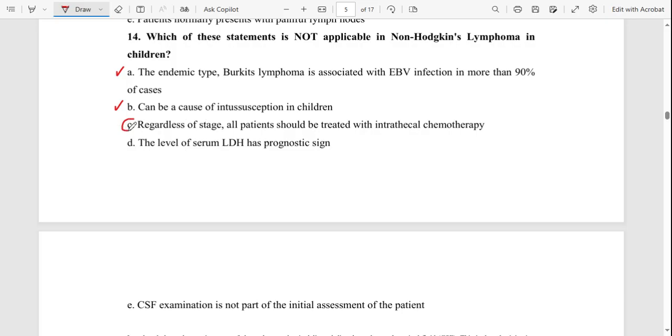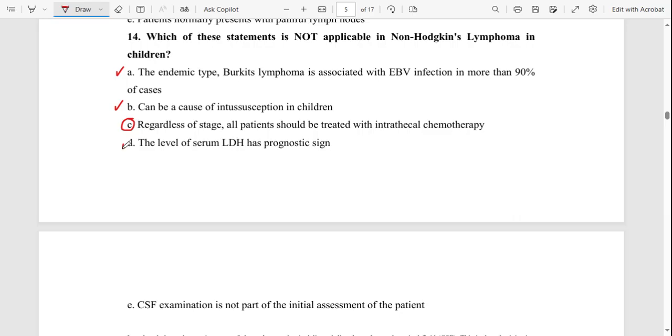Now, intrathecal chemotherapy is not for treatment, it's chemoprophylaxis, it's for prophylaxis. And then D is saying the level of serum LDH as prognostic signs. That's true. Actually, for prognosis of these cancers, what determines if there's going to be poor prognosis or good prognosis is the stage at the point of diagnosis. Is it stage 1, 2, 3, or 4? Number 2 are the levels of LDH. Number 3 is the CNS and bone marrow involvement. Number 4 is the response to the initial therapy that you provide.